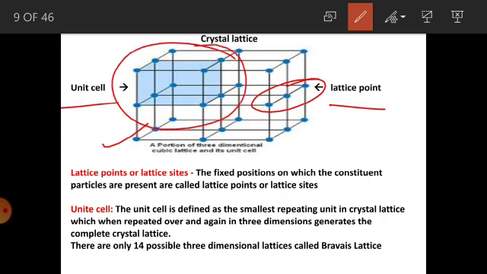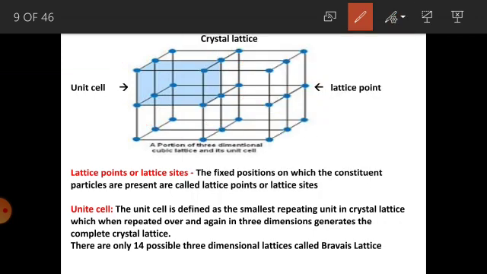Now what are these things? Let us try to understand one by one. So the first one is lattice point. Lattice point is also called a lattice site. The fixed positions on which the constituent particles are present are called lattice point or lattice site. So these blue dots are the fixed positions where the constituent particles are present. Here the constituent particles may be atom, ion or molecule.